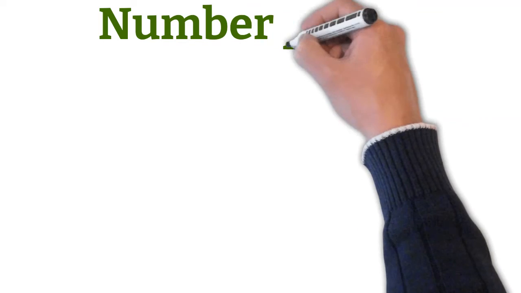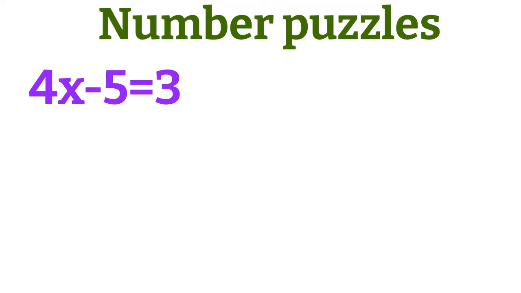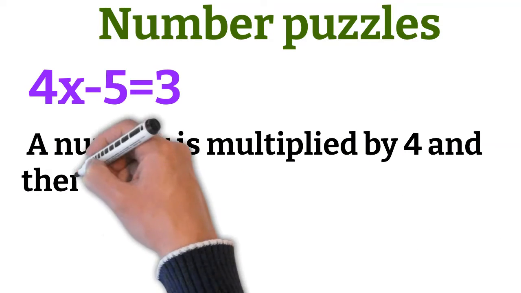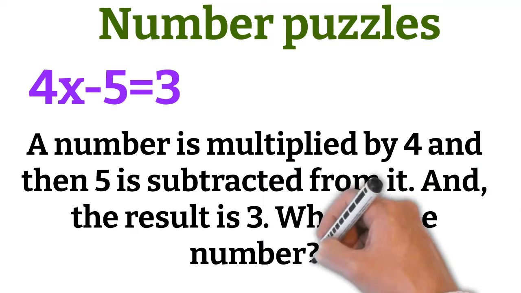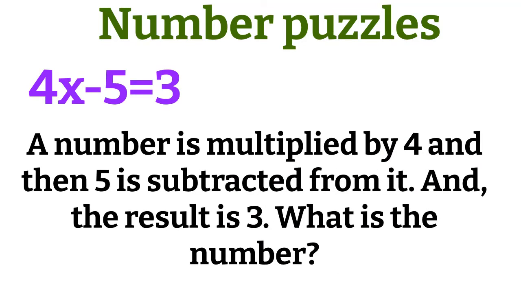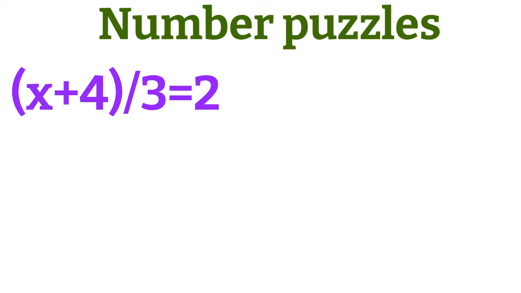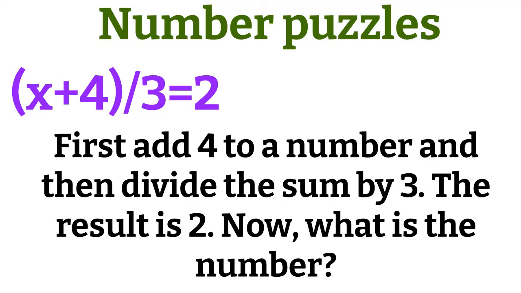We can also make number puzzles with solution x = 2 from these equations. For the first equation, 4x - 5 = 3, the number puzzle is: a number is multiplied by 4 and then 5 is subtracted from it, and the result is 3. What is the number? For the second equation, (x + 4)/3 = 2, the number puzzle is: first add 4 to a number and then divide the sum by 3. The result is 2. Now what is the number?